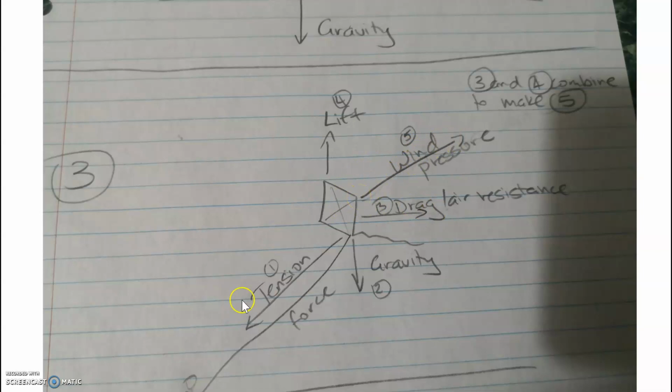But I hope that helps. So we have tension force, we have gravity, and then we have the lift and air resistance combining to make the wind pressure.